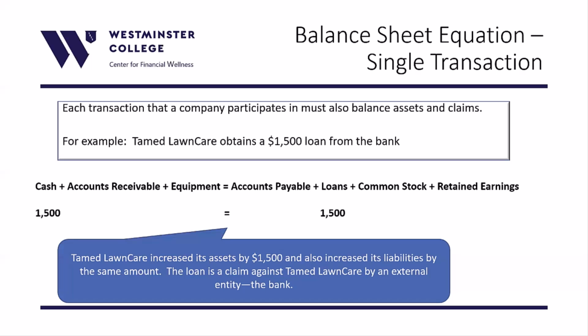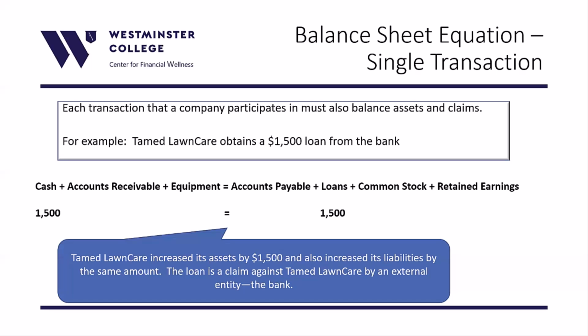All right, so by getting a loan, TLC will impact their cash account, right? They're going to get cash, and the cash is going to increase. Also, TLC will commit to paying back the bank. This is a liability because the bank is an external entity. They have claims. We will use the account called loans as our liability account, and the loan is going to increase. So we show on our balance sheet equation that cash assets will increase by $1,500 and the loan liability will increase by $1,500. And the balance sheet equation is in balance.